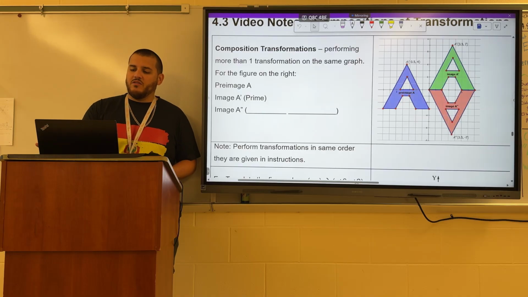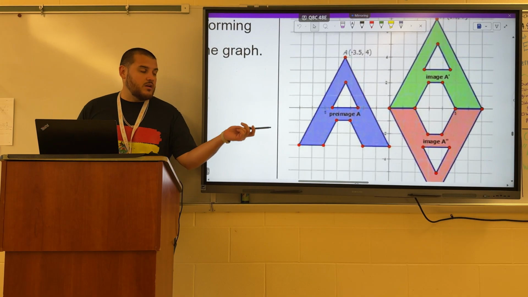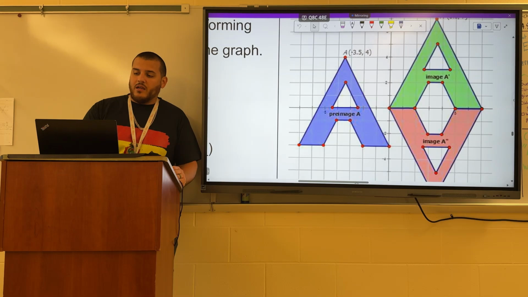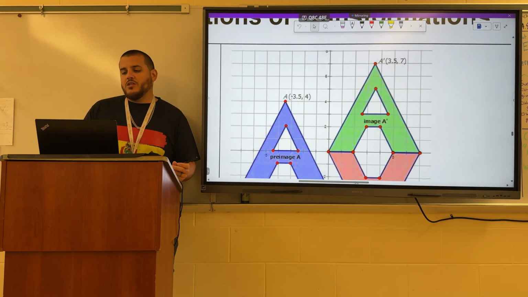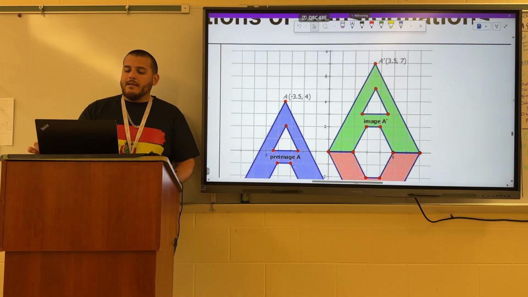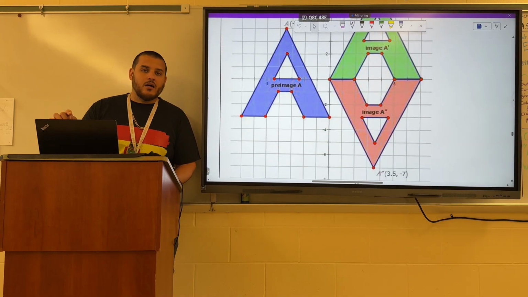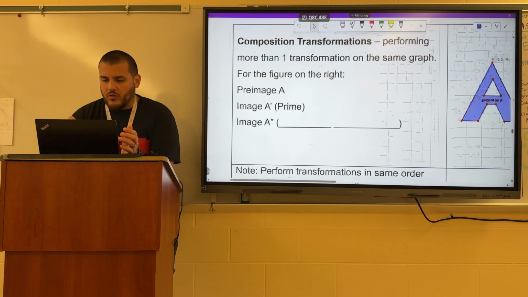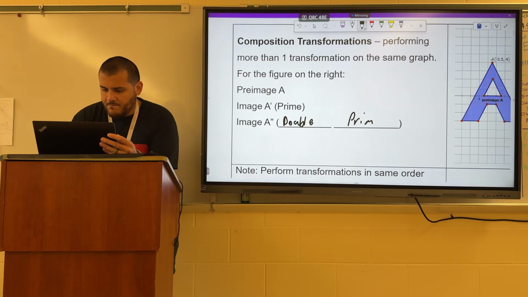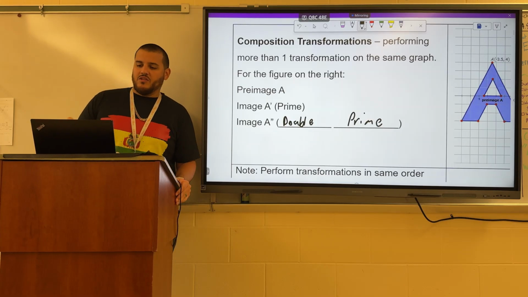So we still have an original figure called our pre-image. That'll be our purple A right here. And after a first transformation, we would have our image A prime, which we're used to after one transformation. But then once we take that new image A prime and transform it again, now it becomes A double prime. That's how we pronounce that with that double apostrophe there. We would say double prime. All right, that's our naming for compositions of transformations.